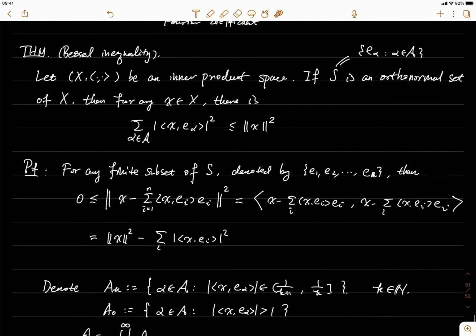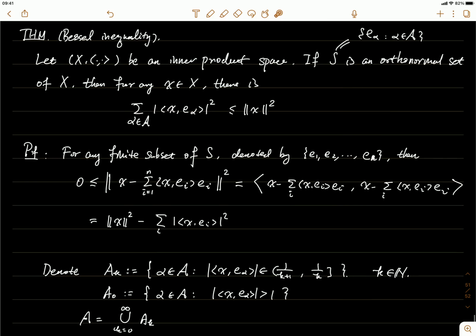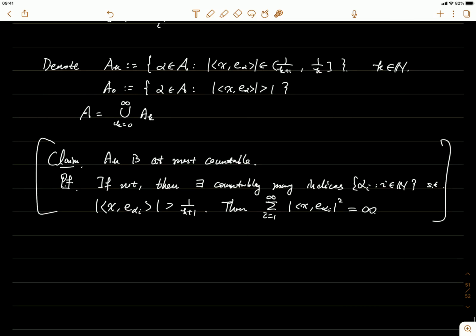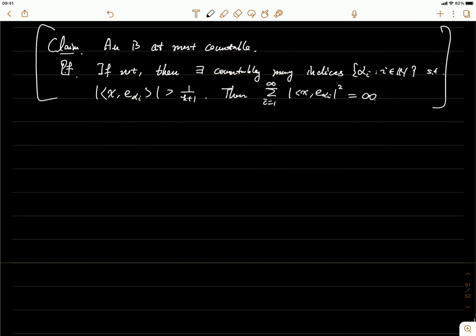Okay, so although you can have an S that is uncountable itself, with uncountably many orthonormal elements, when you project this x onto the basis here, at most countably many of them can be non-zero. Okay, so that's the statement here.